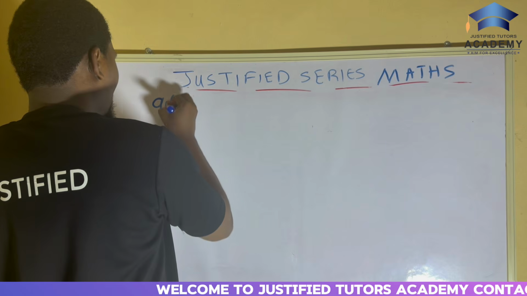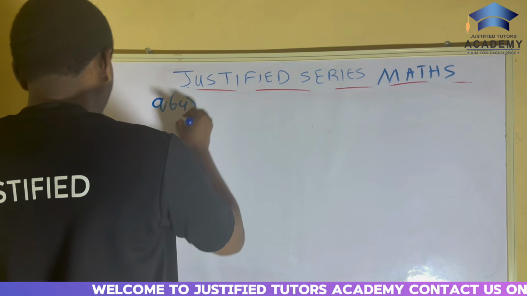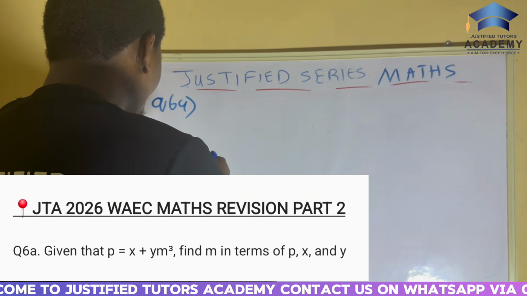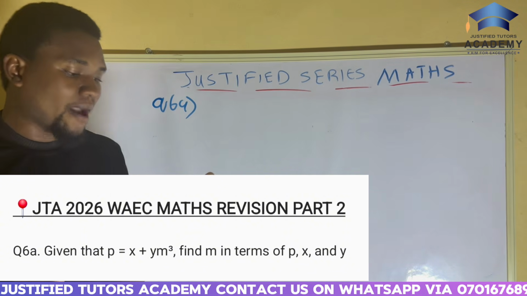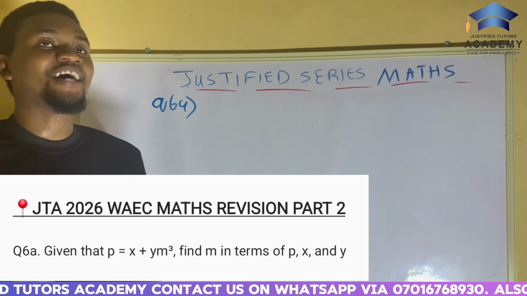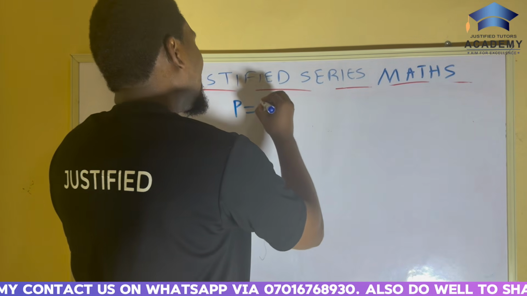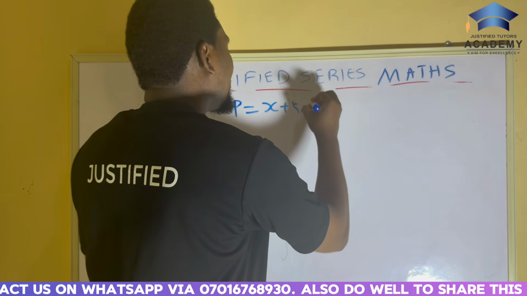So question 6a, they say that, given that p is equal to x plus y m cube, find m in terms of p, x, and y. This particular question, so p is equal to x plus y m cube.